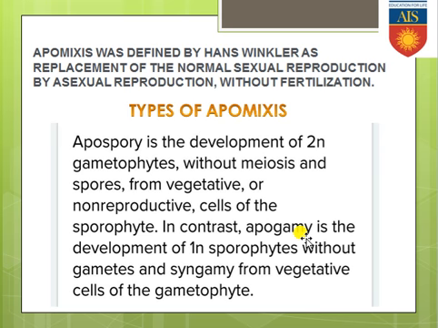So these are the two types of apomixis. One is apospory, sporophytic to gametophytic plant regeneration, and the gametophytic will be 2n like the sporophytic. Another is apogamy, that is gametophytic to sporophytic plant generation, and the sporophytic will be haploid like the gametophytic here.